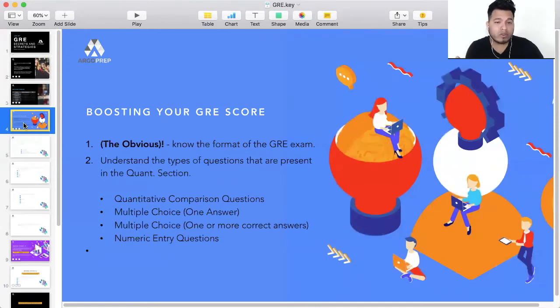But chances are you guys already know this. If not, there's a lot of new students here, which I don't recognize. And if you're just starting to prepare for the GRE exam, this is very important. You need to understand the four main types of questions. Quantitative comparison questions, very important. What does that look like? What is that? Well, let's go ahead and take a look at it right now.